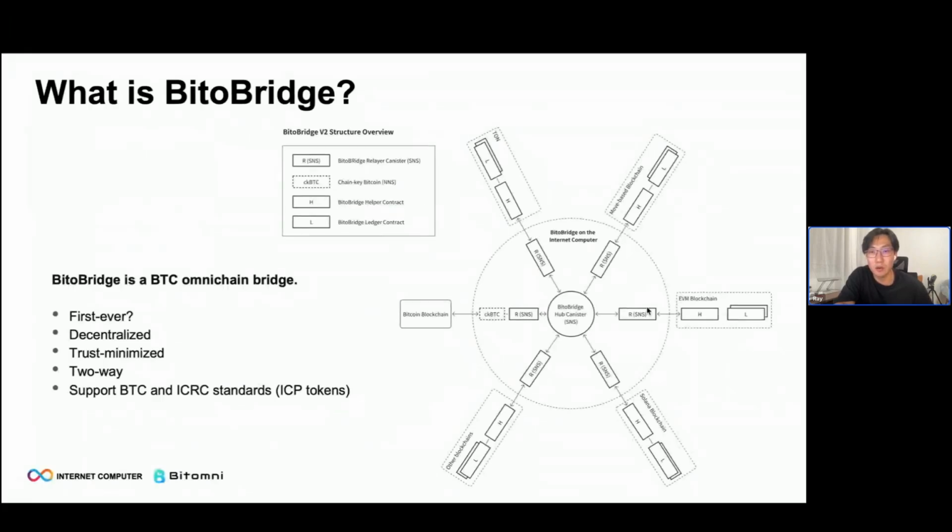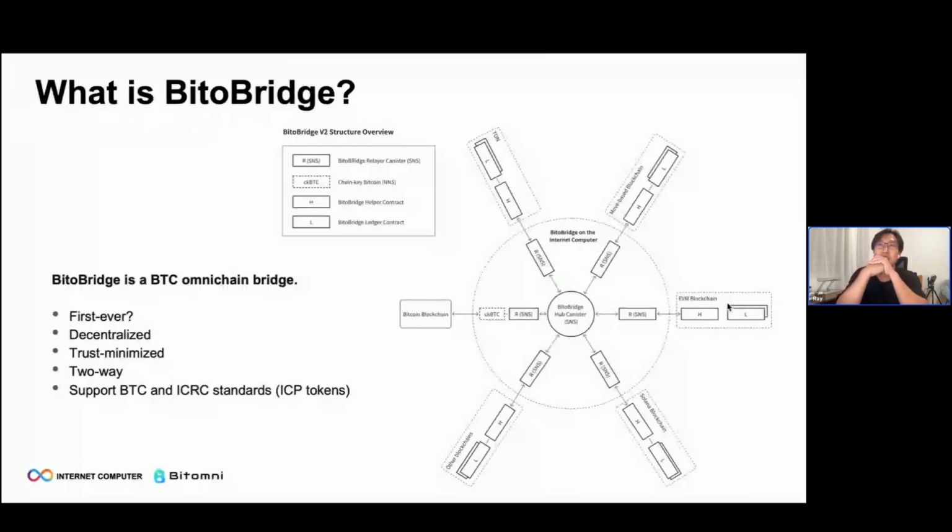Everything outside the circle is not on ICP. There are different blockchain networks, for example EVM blockchains, Moonbase blockchain, and so on. The special one is the Bitcoin blockchain. To interact with the Bitcoin blockchain, we utilize ckBTC, in other words the Bitcoin integration of ICP. For interacting with other blockchains, such as EVM blockchains, we have several contracts. The important one is the helper contract, which basically manages all the ledger contracts.